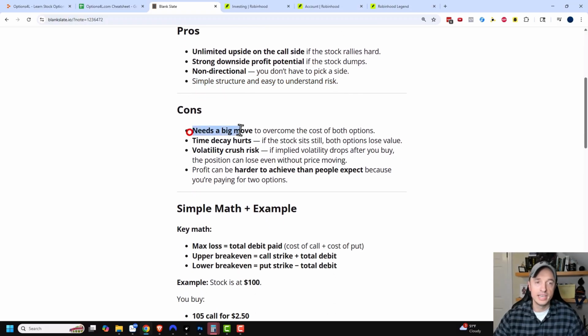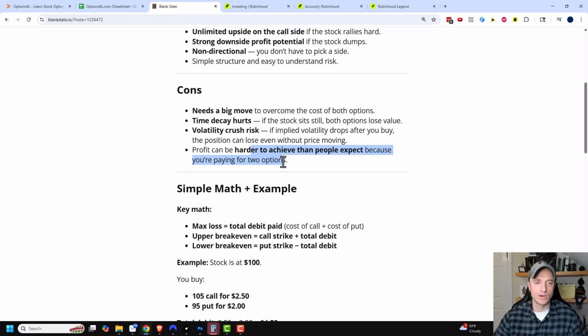The cons, you need a big move to overcome the cost of both options, and time decay hurts. If the stock sits still, both options lose value. Volatility crush risk. So if implied volatility drops after you buy, the position can lose even without price moving. And finally, profit can be harder to achieve than people expect because you're paying for two options. So you're basically doubling up how much you're spending, which raises or lowers your break-even point, which you'll see in just a second when we go to Robinhood.